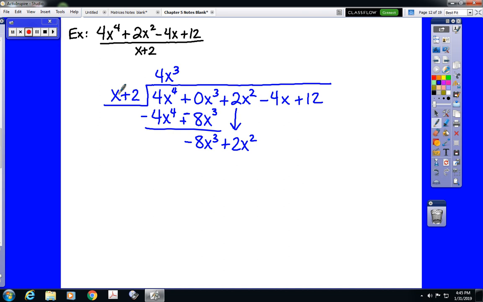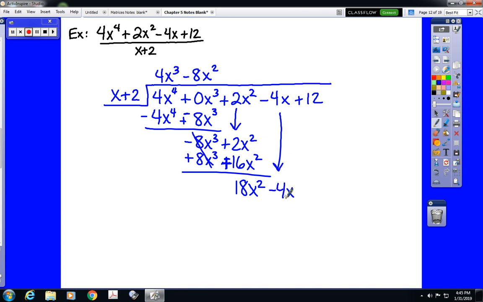What do I need to do to x to turn it into negative 8x cubed? Well, I need to multiply that by negative 8x squared. Negative 8x squared times x is negative 8x cubed. Negative 8x squared times 2 is negative 16x squared. Draw the line, change both signs, which makes that a plus. Add down, that is 18x squared. Bring down the next term, start the process again.